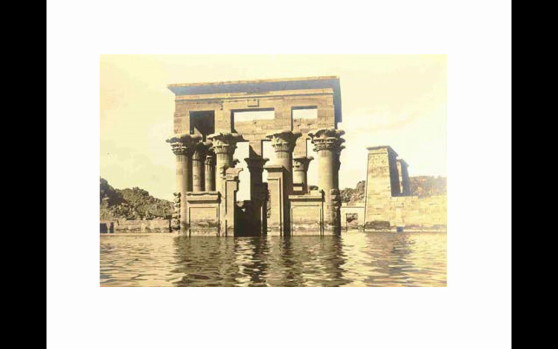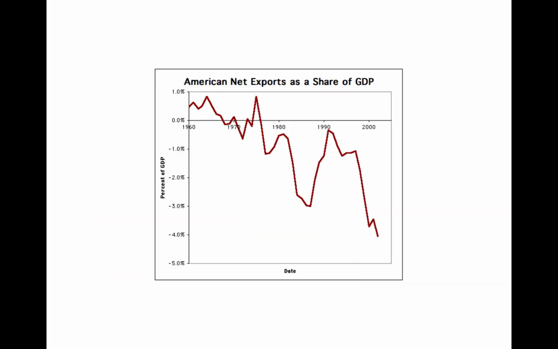Another major consequence of globalization of free trade has been the shift of world trading patterns. In World War II, the United States was the world's biggest exporter. America had half of the world's factories.